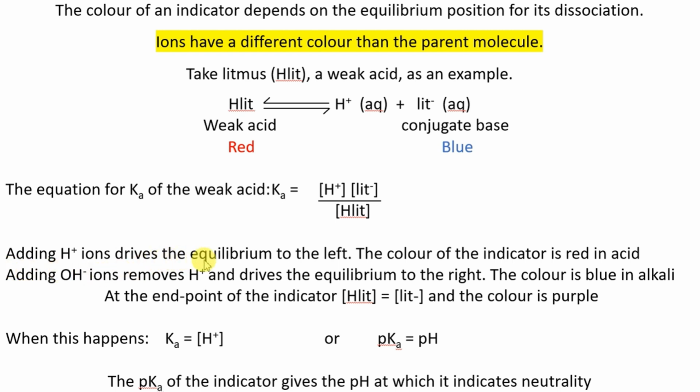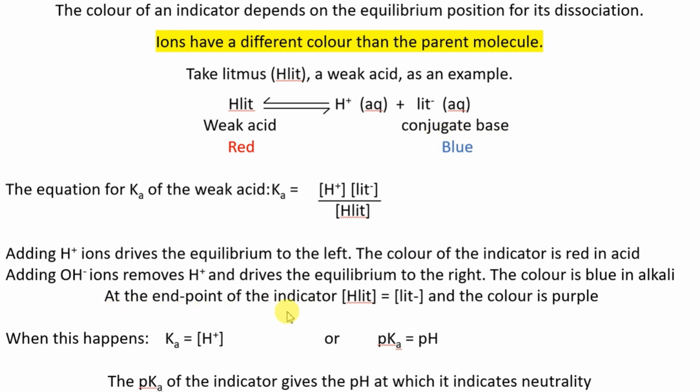Adding hydrogen ions drives the equilibrium to the left. The color of the indicator is red in acid. If I increase the concentration of H+, my equilibrium will naturally shift to the left, giving a red color. Adding OH- ions removes H+ and drives the equilibrium to the right. The color is blue in alkali.